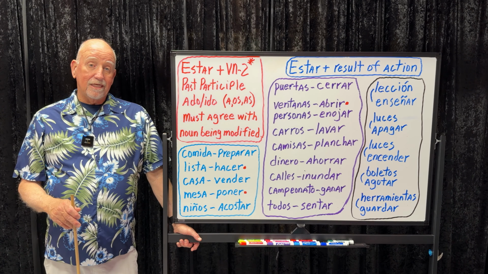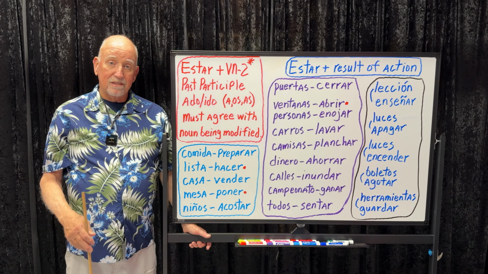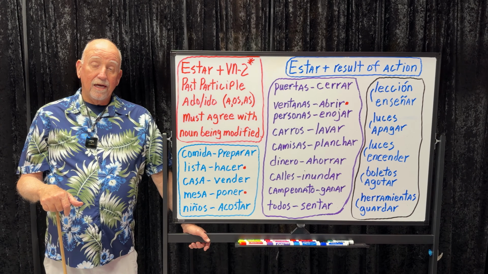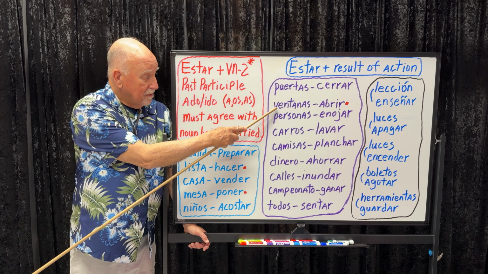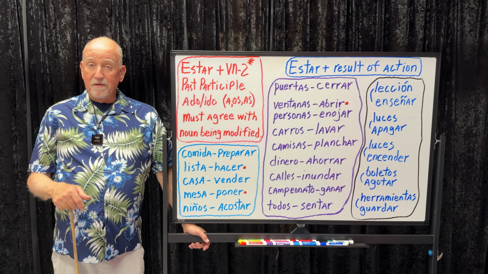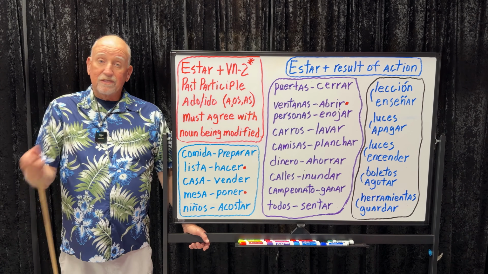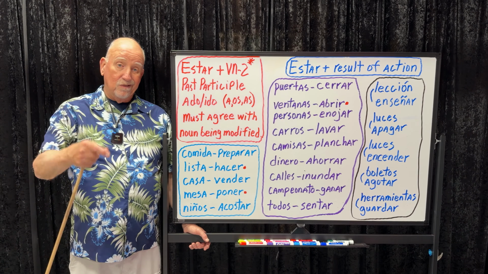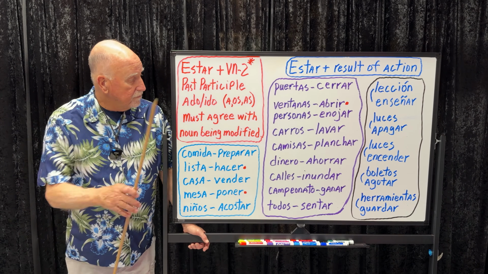Las ventanas están. You know the irregular past participle. You see it all the time on signs in front of stores. Abierto. But abierto must end in as to agree with ventanas. The windows are open. Las ventanas están abiertas. Alguien abrió las ventanas. Somebody opened the windows. The result, el resultado de la acción es las ventanas están abiertas.